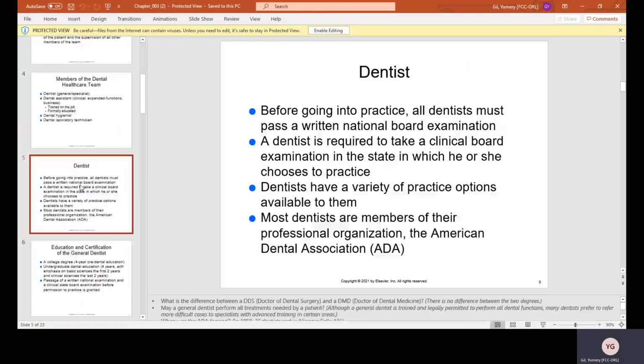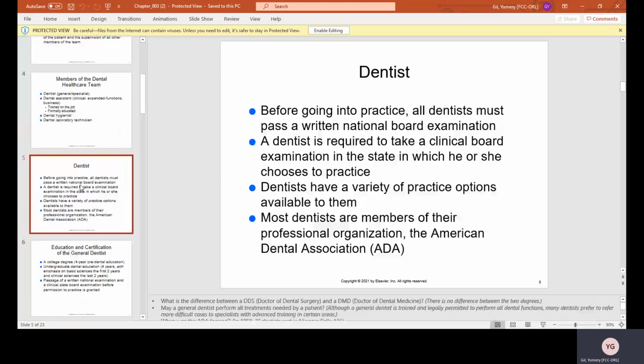The dentists have a variety of practice options available to them. Most dentists are members of their professional organization, the American Dental Association, which is also known as the ADA. So, education and certification of the general dentist.